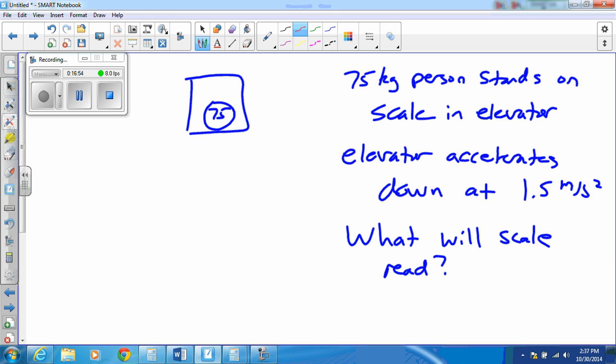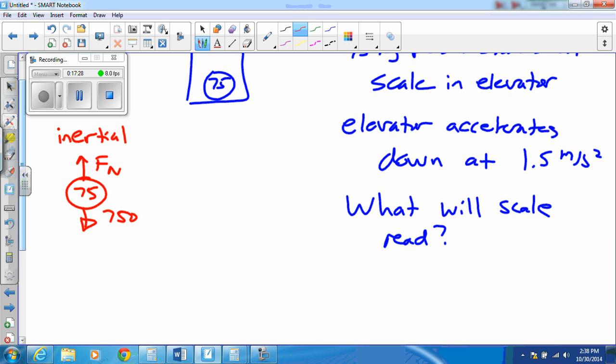Good. So we can analyze this one of two ways. If we do the usual inertial reference frame, then we would do sum of forces equals mass times acceleration, free body diagram, and there is a 750 Newton weight pulling down, and there is a normal force pushing up. That normal force is what the scale actually reads. The scale doesn't really read your weight. It really reads the normal force that it's putting on you.